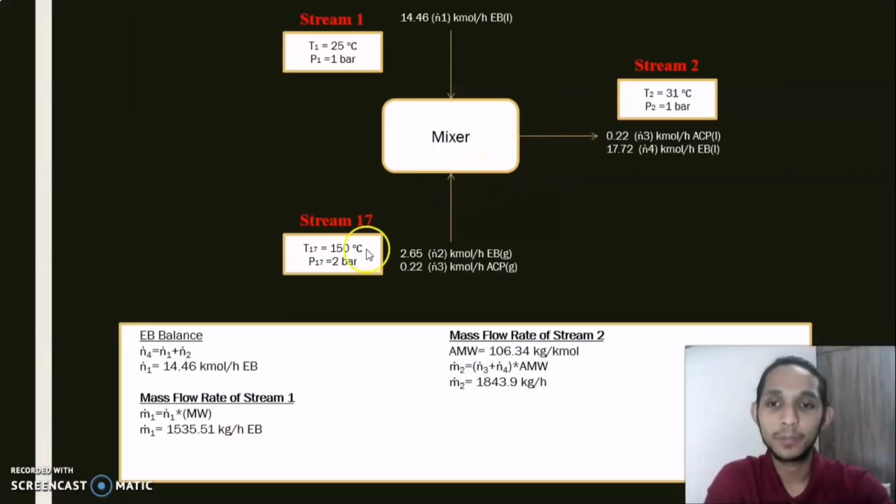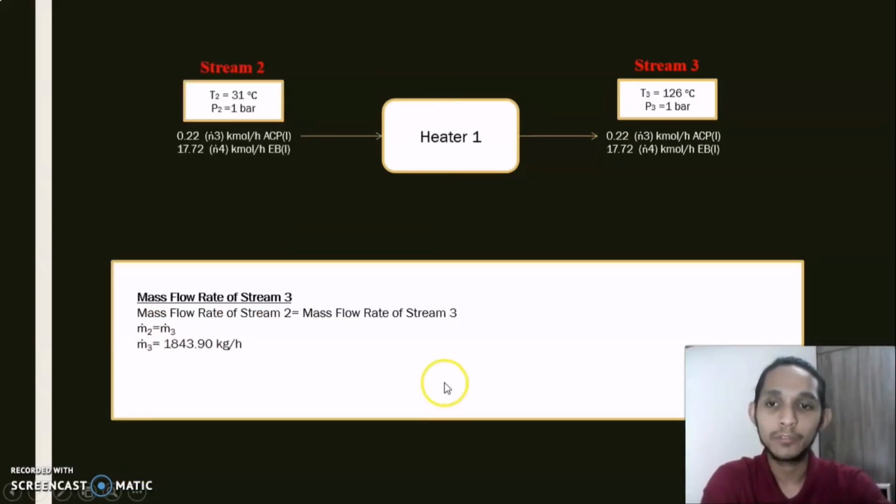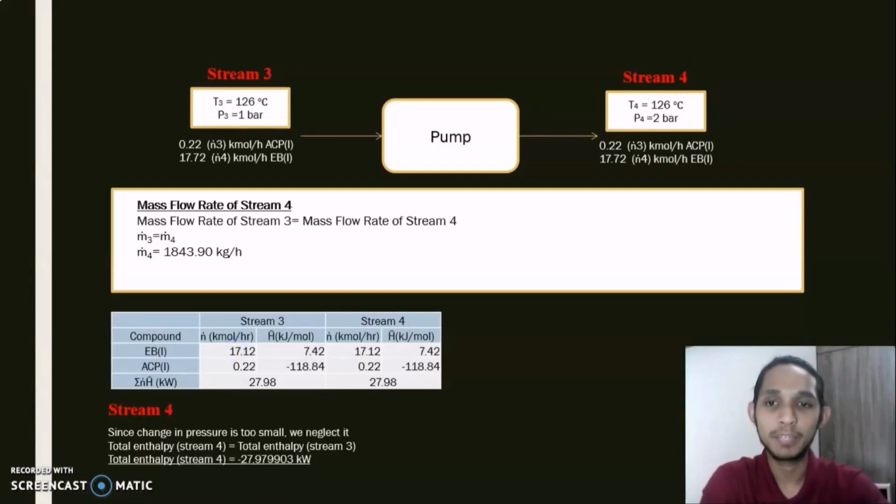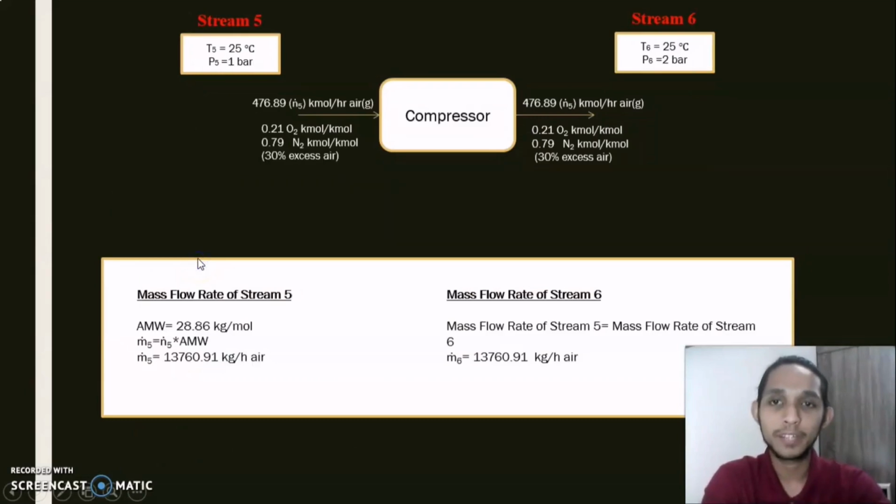Next is the mixer. From the mixer, we can find N1 from ethyl benzene balance, and then we can also find M1 and M2. Next is heater 1. From heater 1, we know that M2 equals M3, which equals 1843.9 kg per hour. For the pump, it is also the same, in equals out, so M3 equals M4, so M4 equals 1843.9 kg per hour. Then for the compressor, M5 equals N5 times the average molecular weight, and M6 equals M5, which equals 13760.91 kg per hour of air.